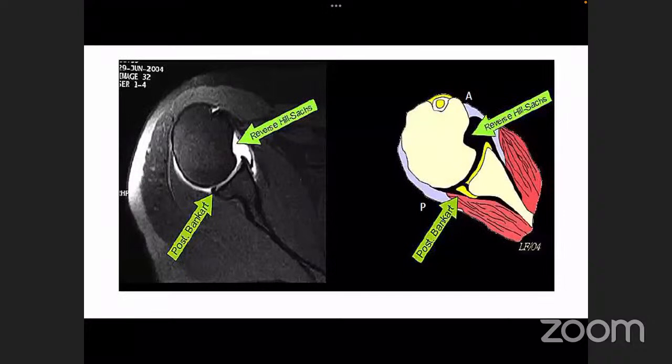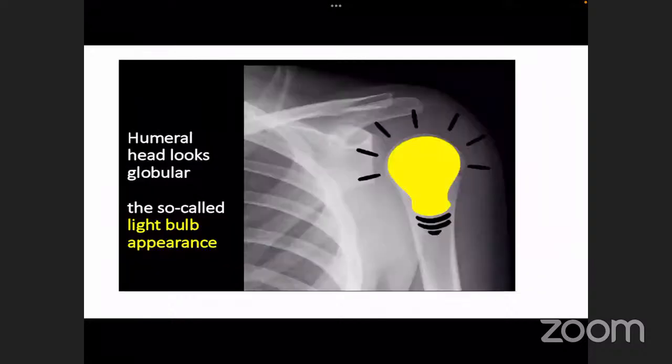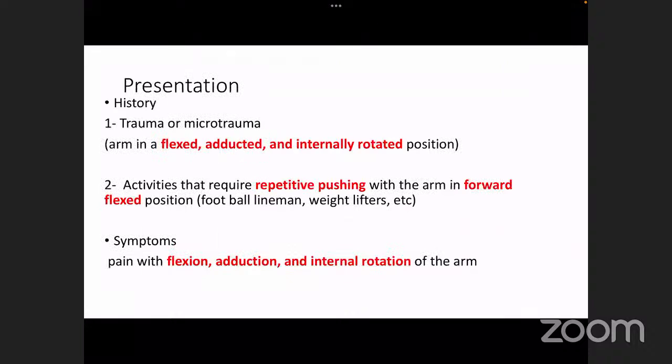And this is an example of a reverse Hill-Sachs with a posterior dislocation. The thing that I just want to emphasize is not to miss a posterior dislocation, because the patient might have a limited range of motion, but there will be some range of motion. So if you don't pay attention to what is called the light bulb appearance on the true AP X-ray, and if you don't do an axillary X-ray, you might miss it.